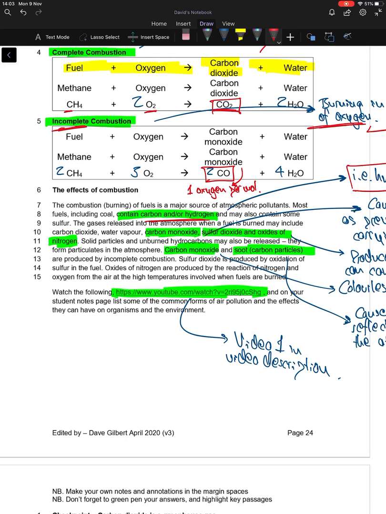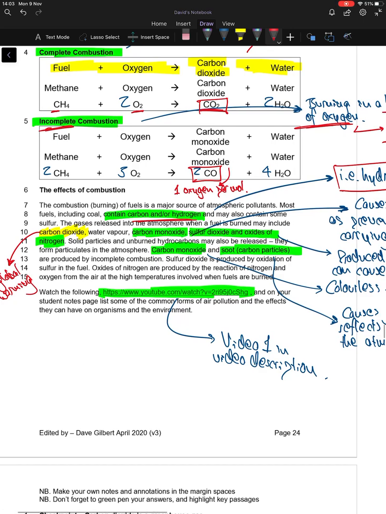Gases released into the atmosphere when a fuel is burned may include carbon dioxide, water vapour, carbon monoxide, sulfur dioxide, and oxides of nitrogen. Now, carbon dioxide is important because it contributes to global warming, trapping long-wave radiation in the double covalent bonds of carbon dioxide molecules that are in the atmosphere. So the more molecules there are, the more radiation that's trapped, that's reflected off the Earth, the hotter the Earth gets.